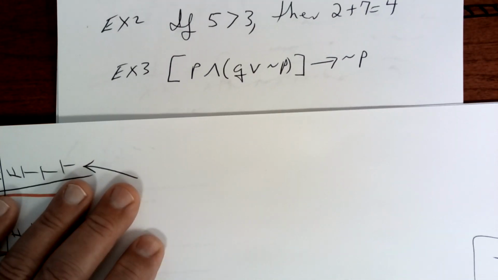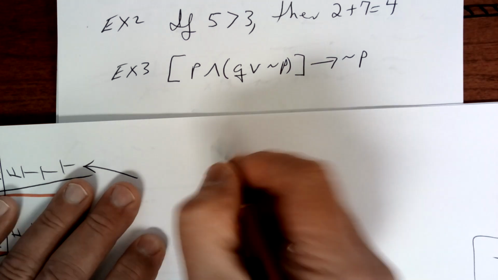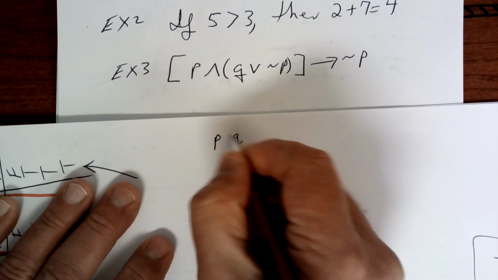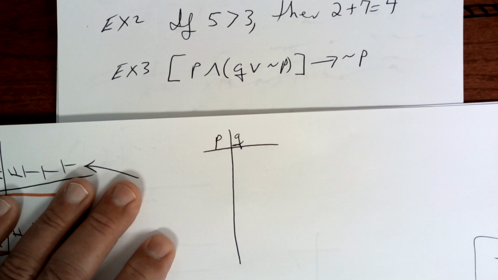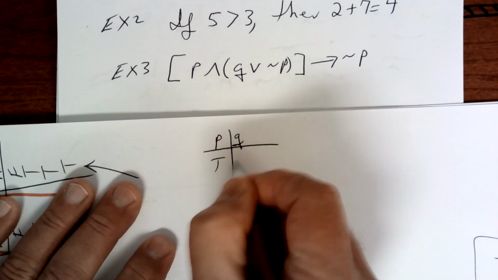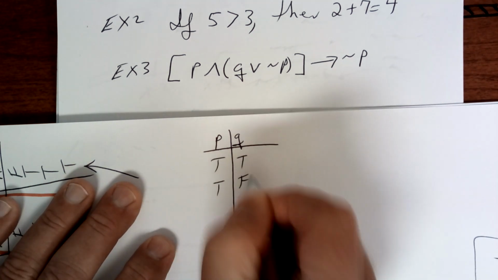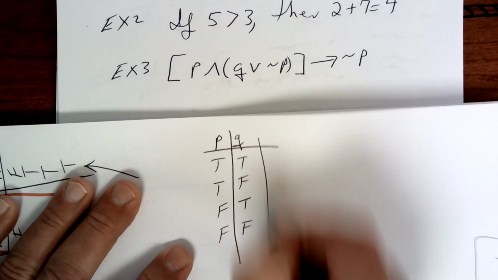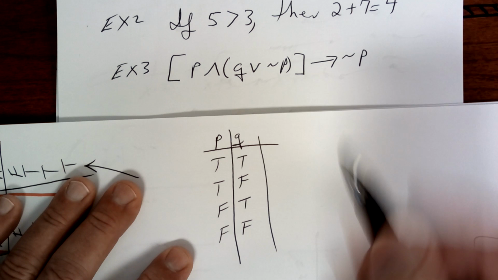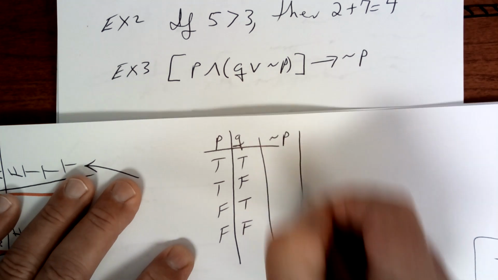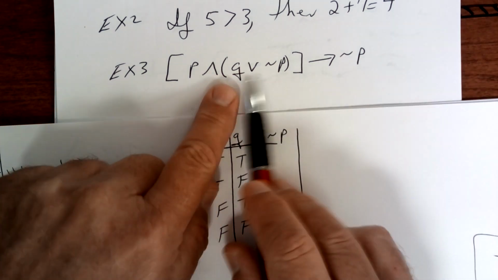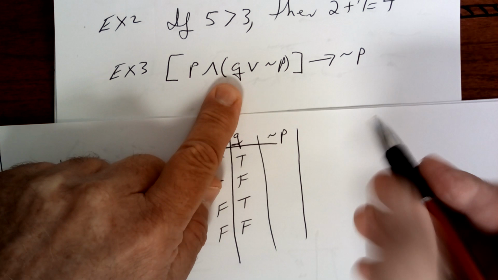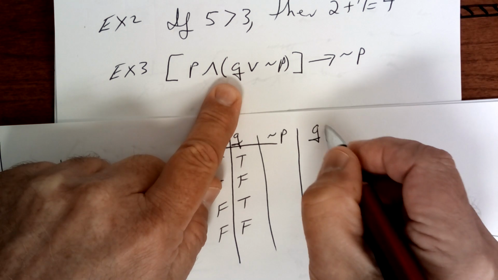Okay, so we have P and Q, so put P and Q. Now give me the 4. True, true, true, false, false, true, false, false. Now go through the pieces, not P. Then you want to use this parentheses here, so it's going to be Q or not P.